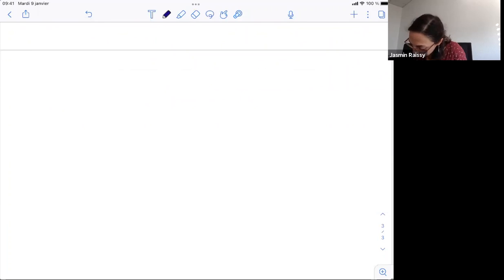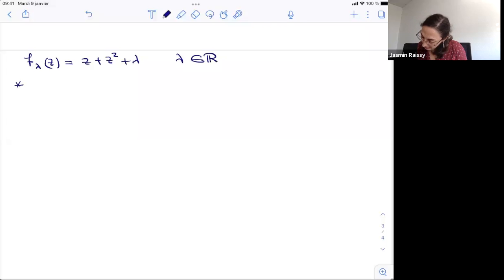Yes. Let me consider F lambda of Z, which is equal to Z plus Z squared, I'm not putting the rest, I don't care for the moment, plus lambda, and lambda is a real number. Okay, it's a real parameter. So if lambda is 0, this is what I always tell my students, start with the easy case. If lambda is 0, then we already did everything. So F0 of Z is simply Z plus Z squared.